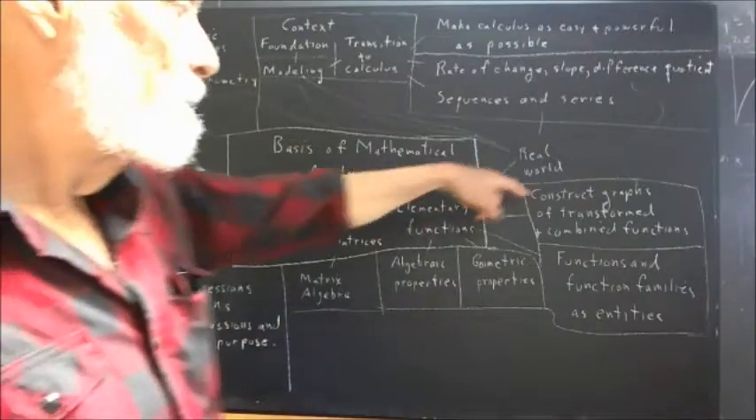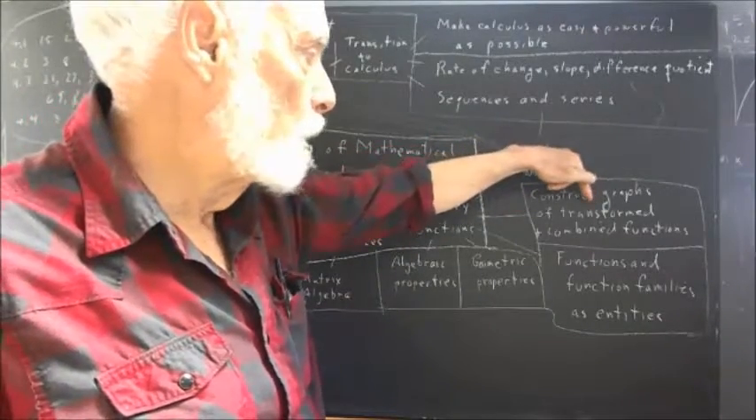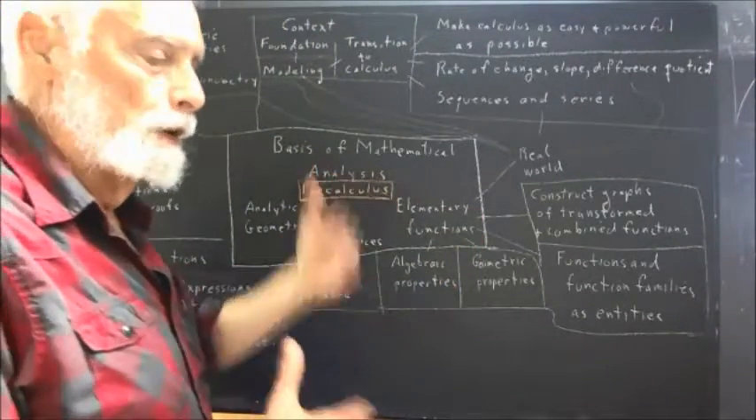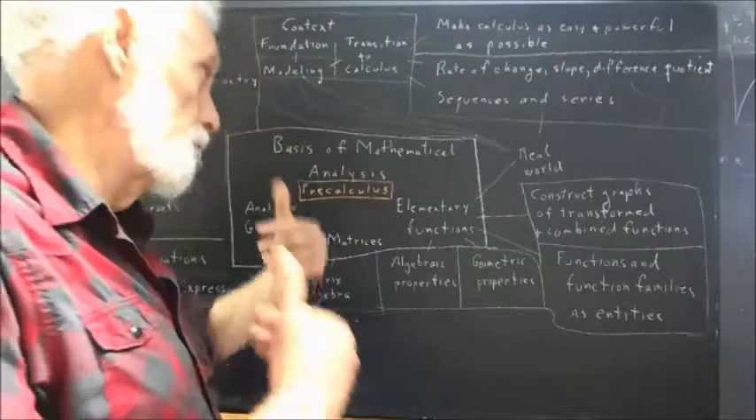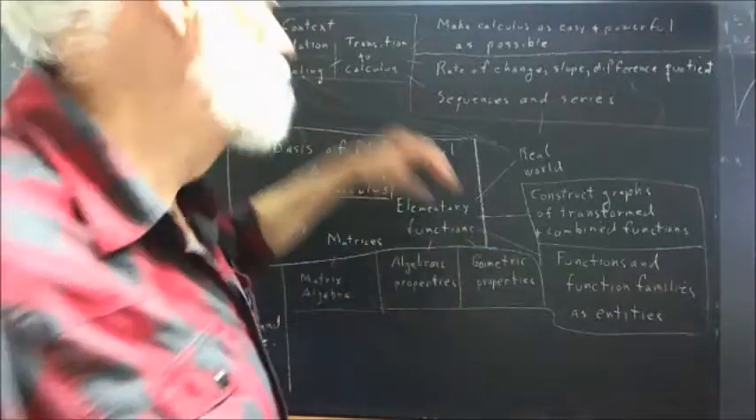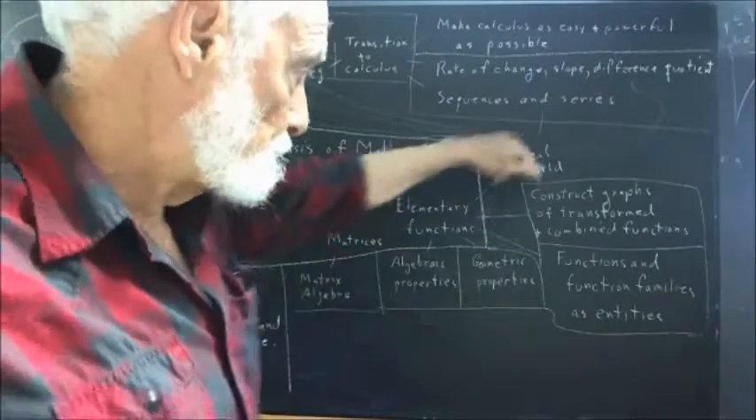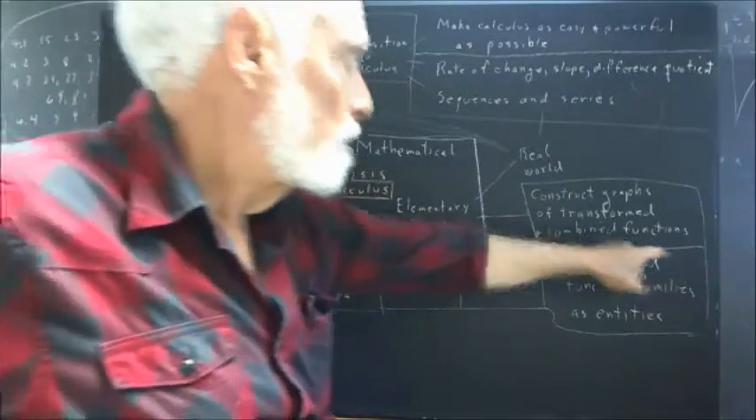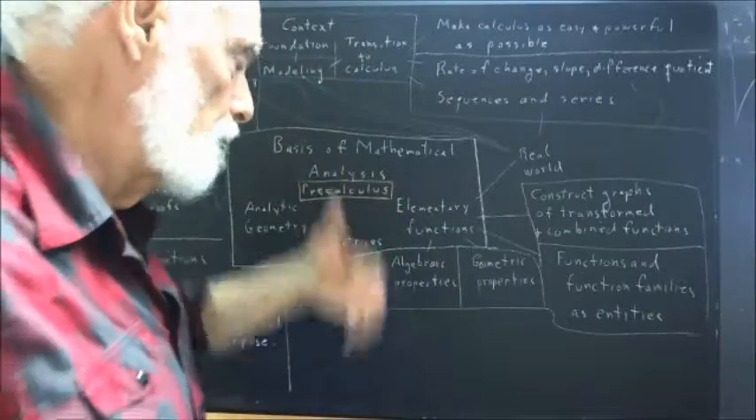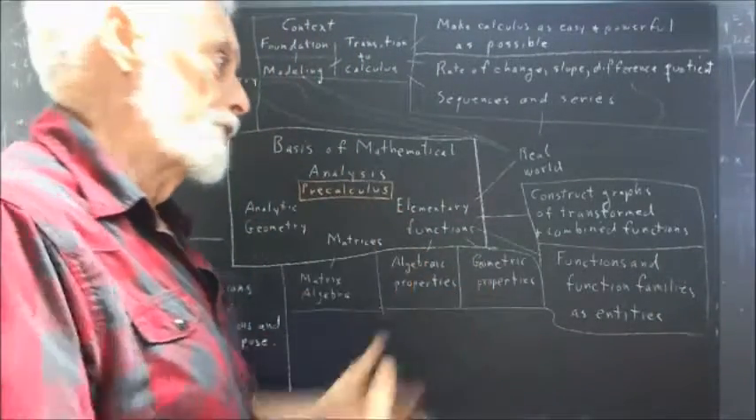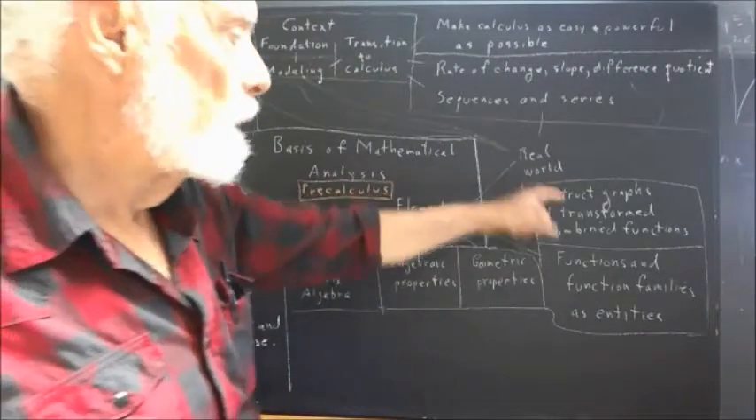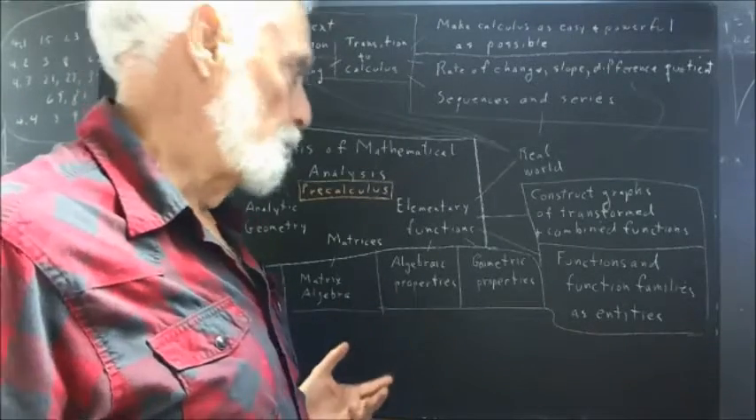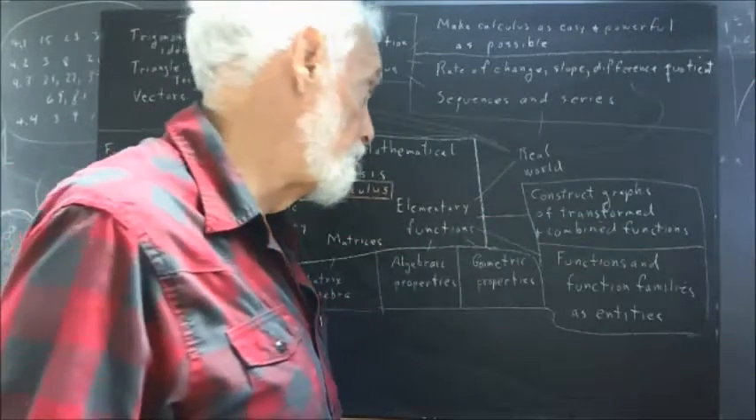Okay, we learn to construct graphs of transformed and combined functions. So we transform functions by vertical shifts and vertical stretches and horizontal shifts and horizontal compressions, reflections, rotations, etc. And then we can combine these functions by adding them, subtracting them, multiplying them, dividing them, doing composites of functions. We need to be able to construct graphs of the functions that we get when we do this. Of course, that can get really complicated when you have complicated combinations of the functions.